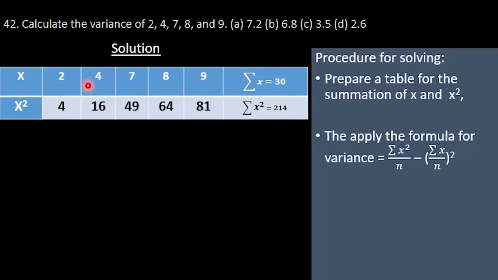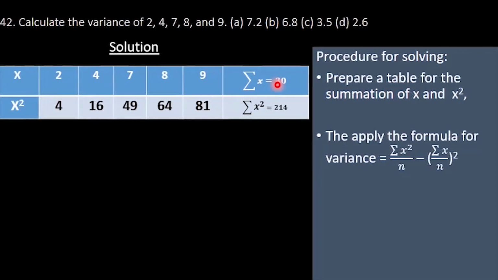Now our values for x are 2, 4, 7, 8, and 9. Our values for x squared now: the square of 2 we have 4, square of 4 we have 16, square of 7 we have 49, square of 8 we have 64, square of 9 we have 81. The summation for x now is equal to 30. When you sum this one also, when you sum it together, we have 214.